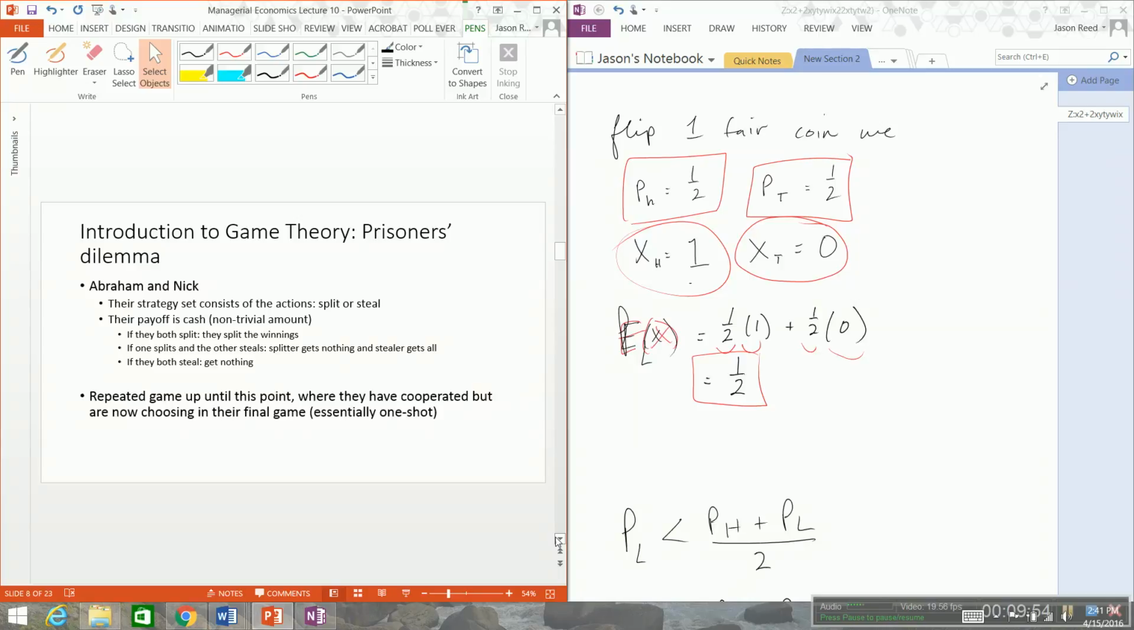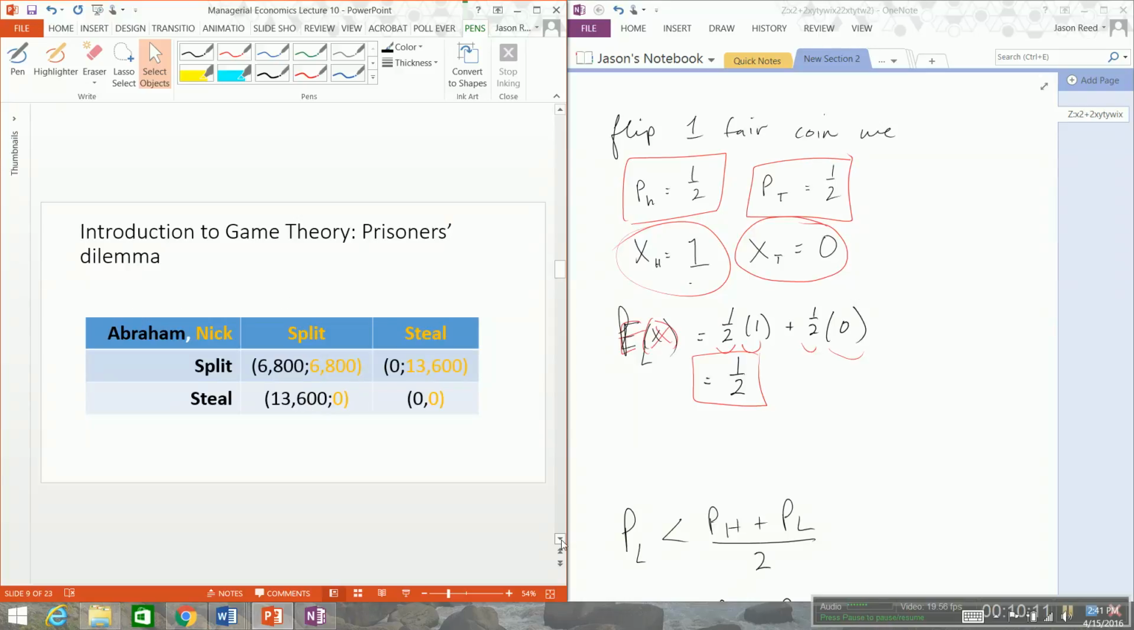We're going to call this a one-shot game because they don't have to play it again. So how can we better understand this information? There must be a more succinct way to aggregate all of these results, and there is. So in this table, we have Abraham and Nick's payouts. Abraham is going to be in black. So Abraham has two choices, to split or to steal.